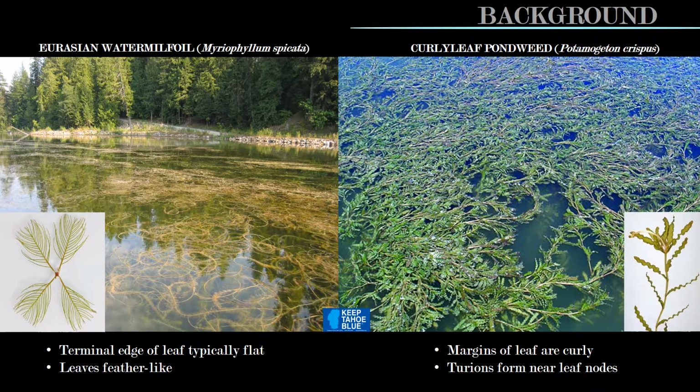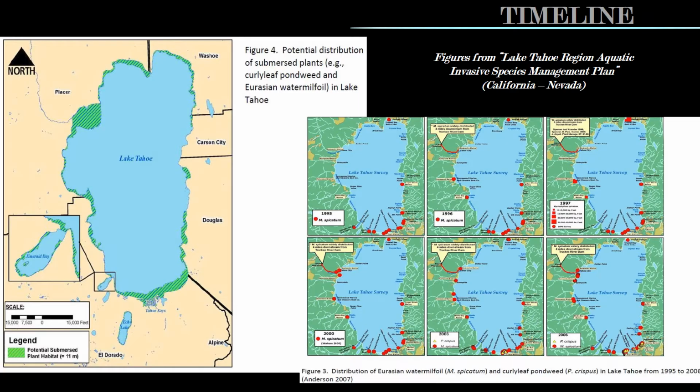Each of these are invaders of aquatic freshwater systems thought to have been introduced via recreational boating, and they have been proliferating along the shoreline since the 80s and 90s respectively. These maps from the Regional Management Plan show the current distribution of the two species on the right, and the map on the left shows areas of future vulnerability to introductions.